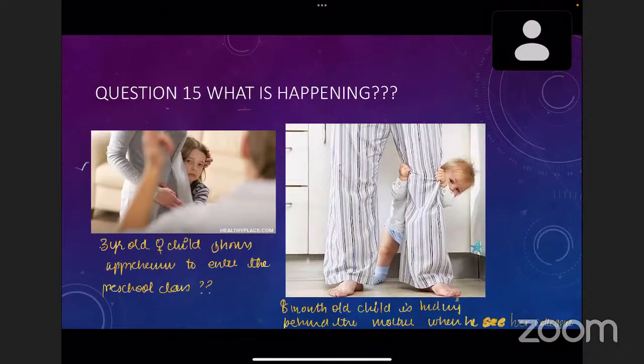So these are the two phenomena which everyone gets confused about in the topic of anxiety. The first question is a 3-year-old female child who becomes apprehensive to enter the preschool class. Whereas the second photo shows an 8-month-old child hiding behind the mother when he sees her colleague or friends coming. So what is happening? In the first one, she doesn't want to go into the class. In the second one, the child is at home, but he doesn't want to go to a stranger. So what are the two anxiety causes?